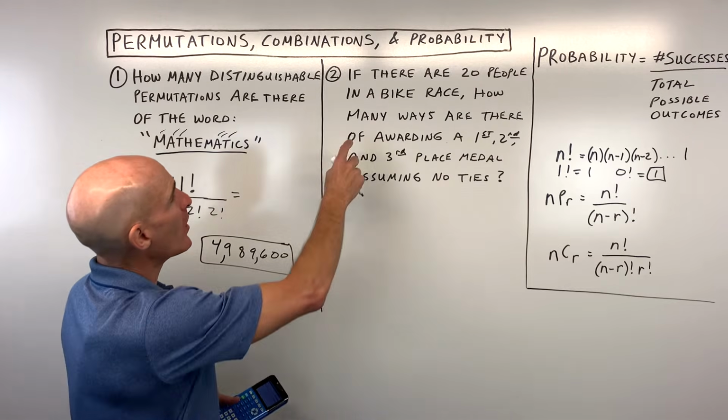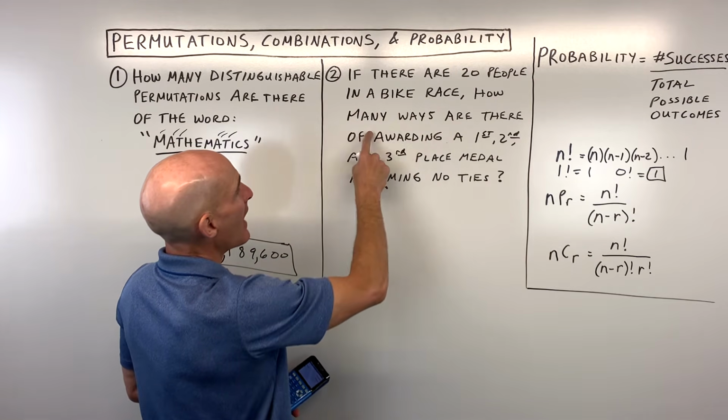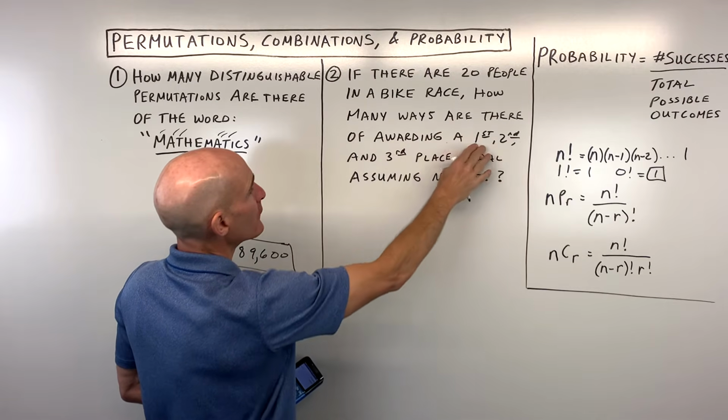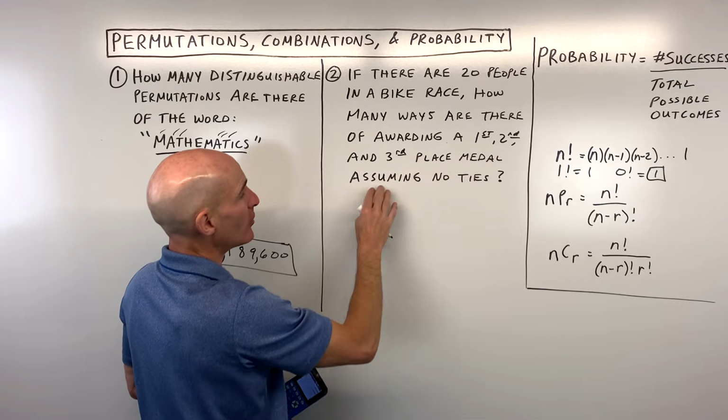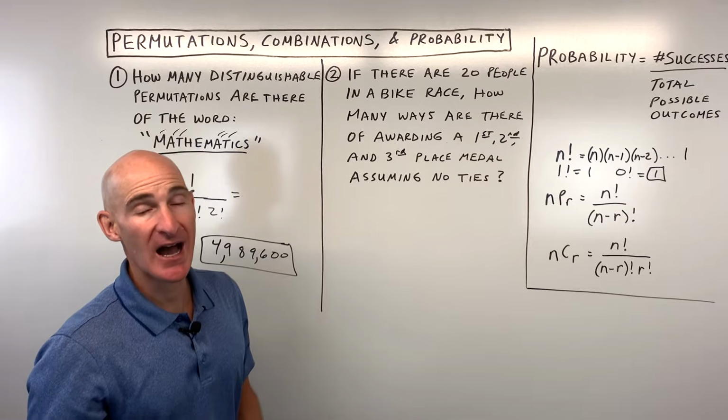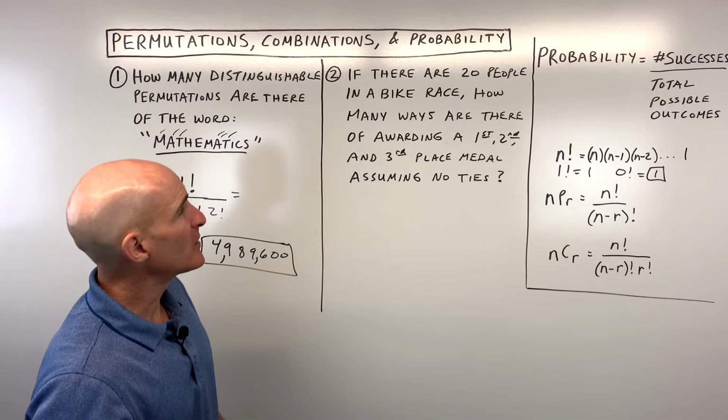It says, if there are 20 people in a bike race, how many ways are there of awarding a first, second, and third place medal, assuming that there are no ties. Okay, a little bit different problem here.